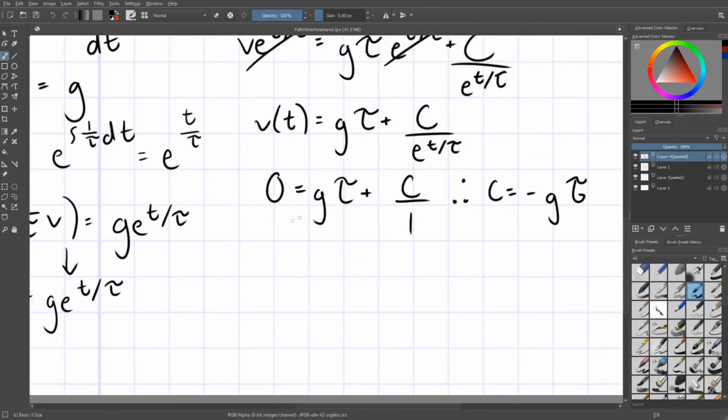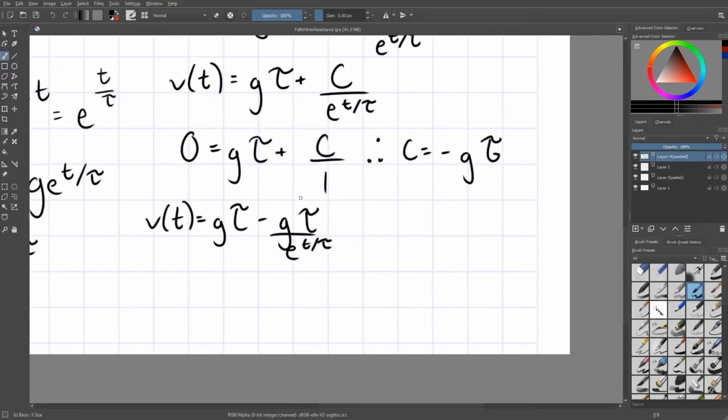So now I can make that substitution in and say that v as a function of time equals gτ minus gτ over e^(t/τ), which I can now rewrite again as gτ times (1 minus 1 over e^(t/τ)). And there we go. There's my function for the velocity.